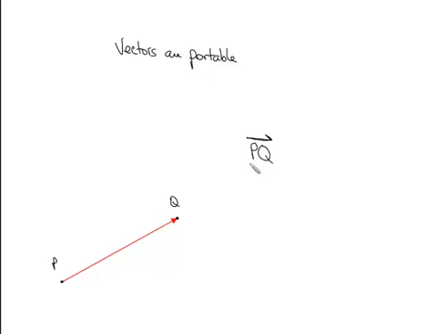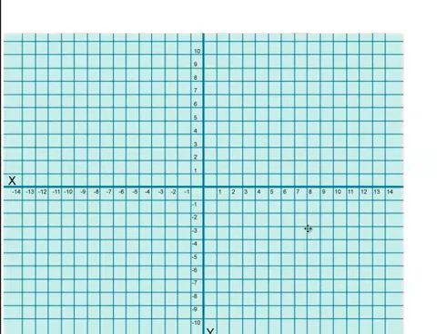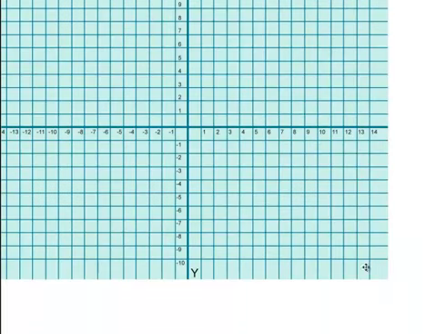Okay. So what we're going to do now is talk about how to find magnitude and direction. Excuse me. Let's do that first. So let's say we have a vector that looks something like this. Actually, I'll tell you what. Let's do it this way. Let's put it on a graph so we can talk about its components a little more specifically.